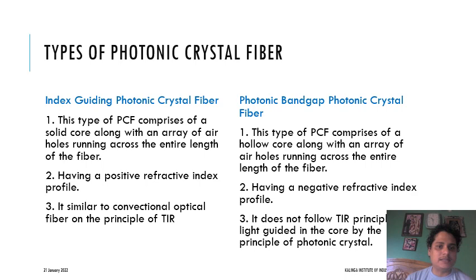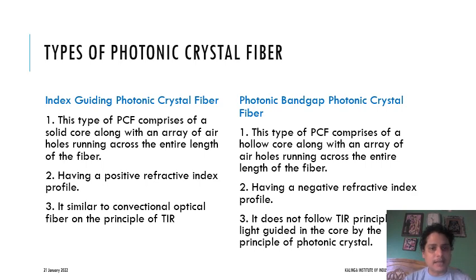The first one is IG photonic crystal fiber, or it is also known as SCPCF, that is solid core photonic crystal fiber. And the second one is photonic band gap photonic crystal fiber, that is PBG and HCPCF photonic crystal fiber. Now coming to the difference between these two types, in the earlier figure I showed you the two types of photonic crystal fiber. A depicts a solid core and B depicts a hollow core, right?